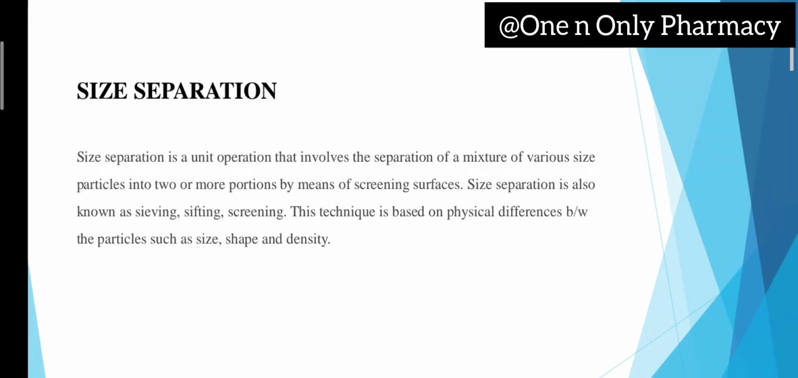Friends, in simple language, size separation means separating out the different types of particles. Some particles are large in size and shape, and some are small. According to a sieve, a screening surface, we sort out the particles according to their size, which is called size separation. In the name, size means according to size. Separation means separating into forms: large particles, small particles, etc. They are also known as sieving, sifting, and screening. Let's see the next point.